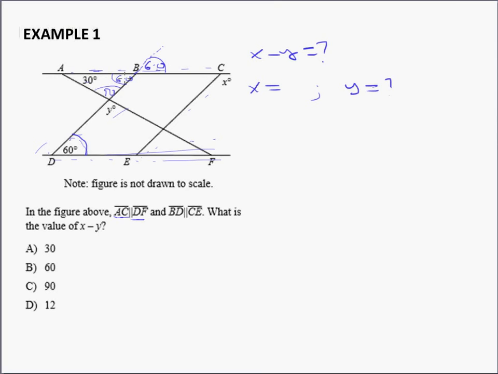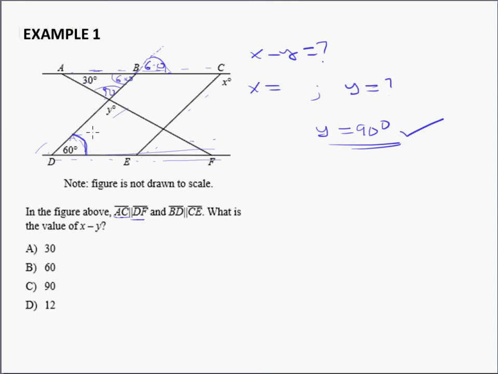I've got 60 plus 30 is 90. This has to be 90 for the whole sum to be equal to 180. So this is 90 degrees, as you can see that. Therefore, my angle y will be equal to 90 degrees. I hope you see that. Again, this is corresponding angles, this and that.